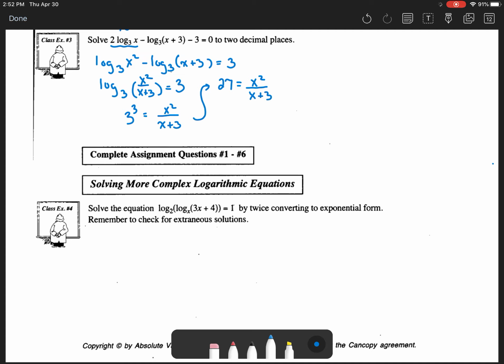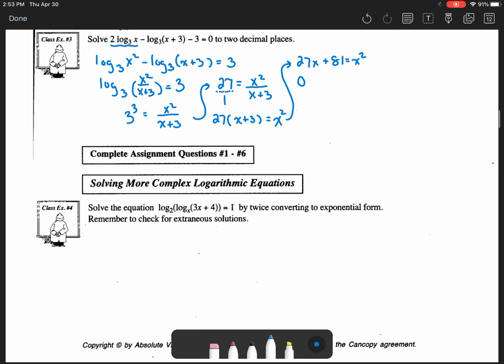I'm going to cross multiply at this point. And remember, underneath this 27, even though you don't see it, there is a number 1. So this will be 27 times x plus 3 equals 1 times x squared, which is x squared. So you will have 27 times x, and then 27 times 3, which is 81. That will equal x squared.